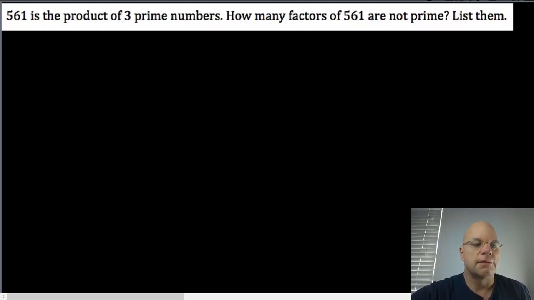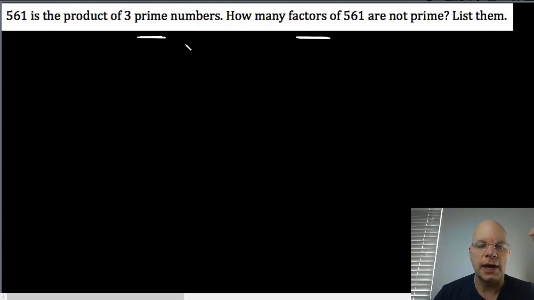Problem 2. 561 is the product of 3 prime numbers. How many factors of 561 are not prime? And list them. This is an interesting problem because of the way it's worded and what it's asking you to do, because typically for problems like this, we're either looking for prime factors or for all factors. In this problem, it's useful to find both the prime factors of 561 and all of the factors of 561. In fact, you could just do all the factors, because that will reveal the primes, but the primes are more easily revealed using the model we use to find prime factors, which is the factor tree.